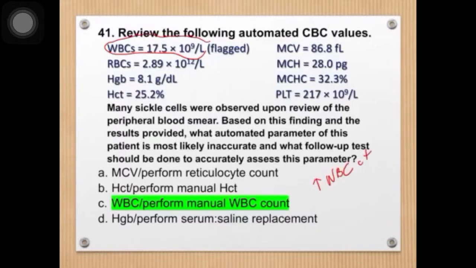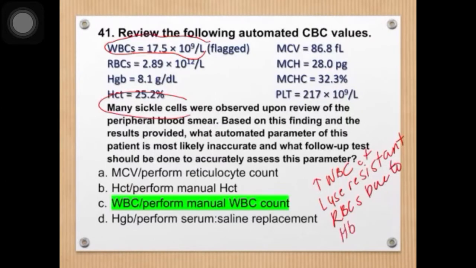Sa blood film, naka-encounter po tayo ng mga sickle cell. So, what could be the possible cause? This can be due to lyse-resistant red cell, due to abnormal hemoglobin, hemoglobin C or hemoglobin S. So, correct answer number 41, letter C.